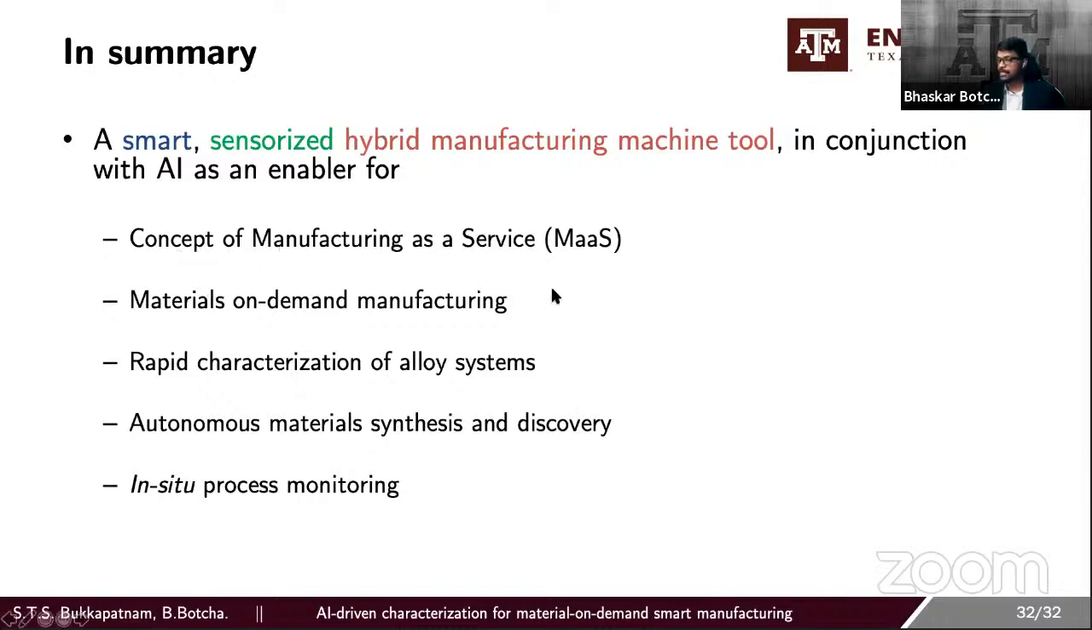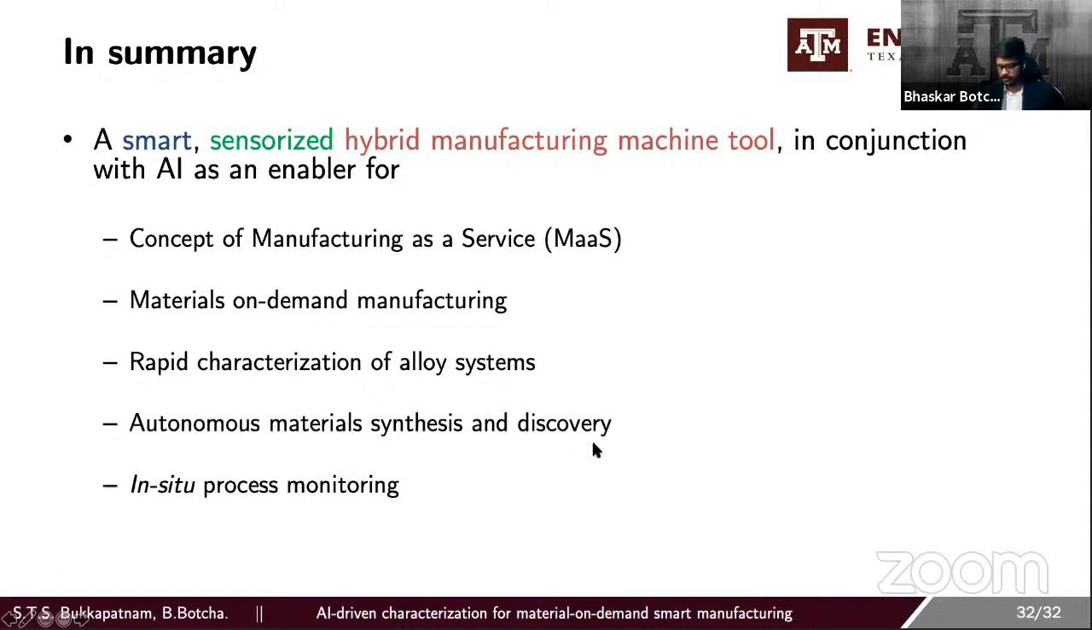First is the concept of manufacturing as a service, the concept of materials on-demand manufacturing, where I not only get what part to manufacture, but the part also comes with particular specifications as to the properties which are required in it. So we discussed how materials on-demand manufacturing can be enabled using this particular machine tool. And we have discussed cases of rapid characterization of alloy systems in conjunction with AI and this machine tool, and autonomous material synthesis and discovery.